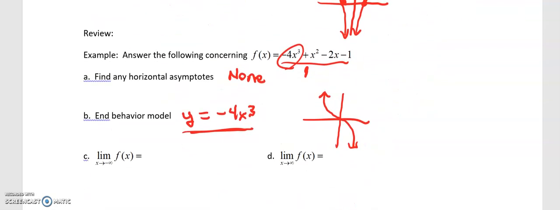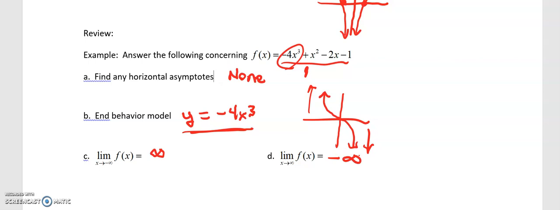Among very similar monomials, the one with the highest power is the controlling function. So the limit of f of x as x approaches negative infinity: on my graph, as we go to negative infinity, my graph goes to positive infinity, so this is positive infinity. As x goes to positive infinity for part D, my graph goes to negative infinity. So this is negative infinity.